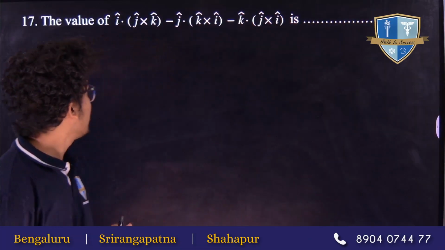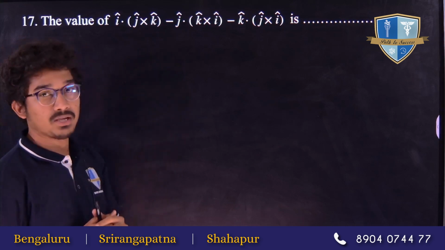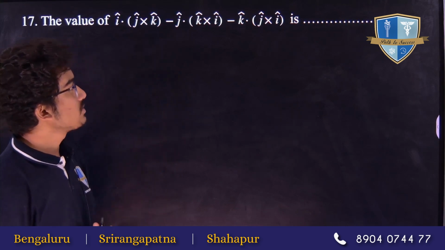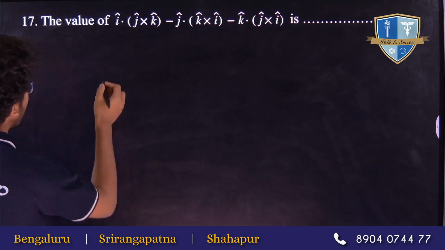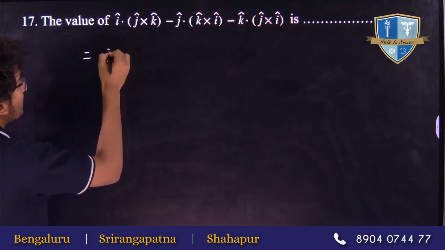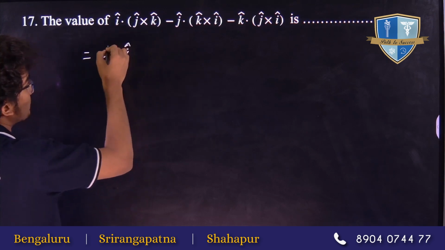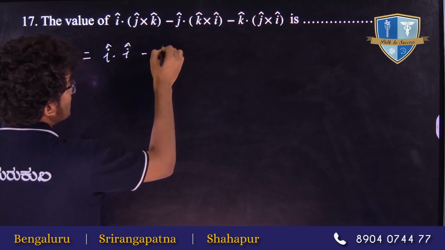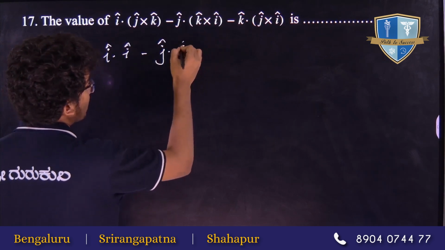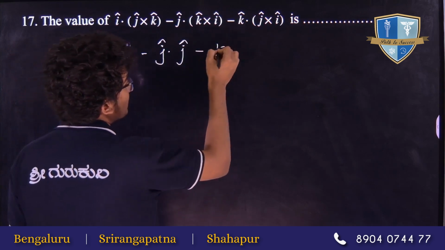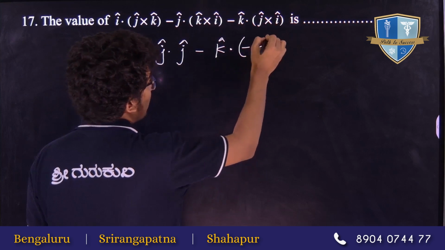So the next question is: the value of i dot (j cross k) minus j dot (k cross i) minus k dot (j cross i) is. So let's calculate this. This will be equal to i dot (j cross k), which will be i cap again, correct, minus j cap dot (k cross i), which will be j cap again, and minus times k cap dot (j cross i), which will be minus times k cap, correct.